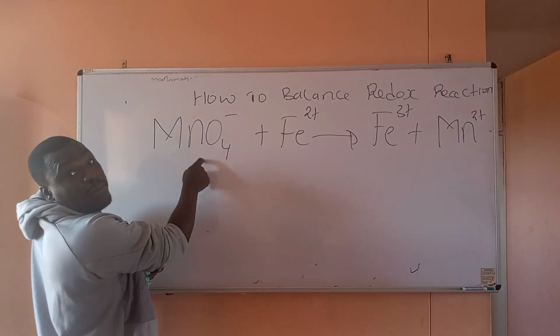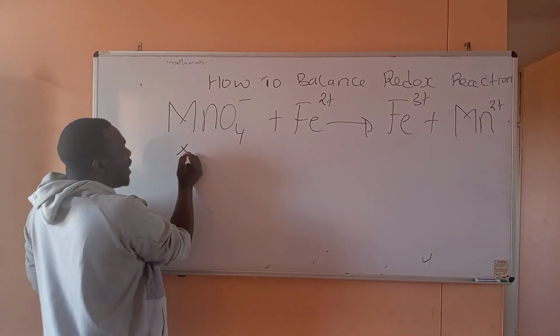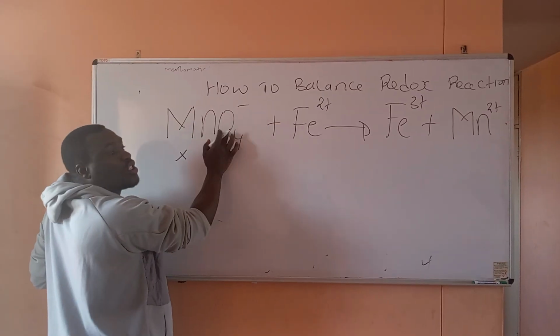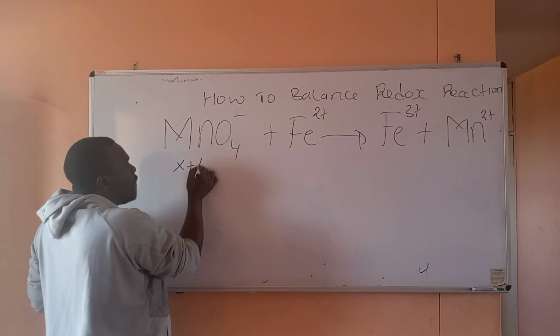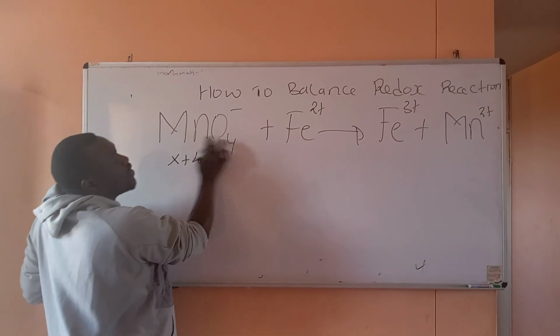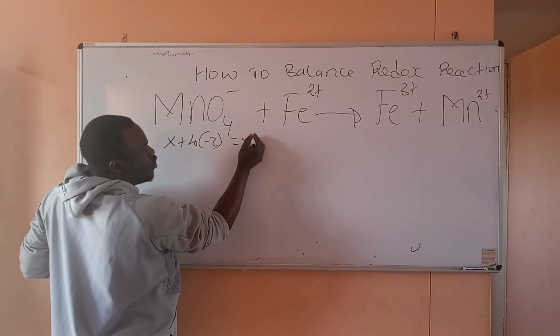Let's calculate the oxidation number for manganese here. Because we don't know it, we say it is X. For oxygen, we know it: in any compound that contains oxygen, the oxidation number of oxygen is -2, and 4 of them are there, so that is -8. The sum of the oxidation numbers of a compound is equal to the overall charge. The overall charge is -1.